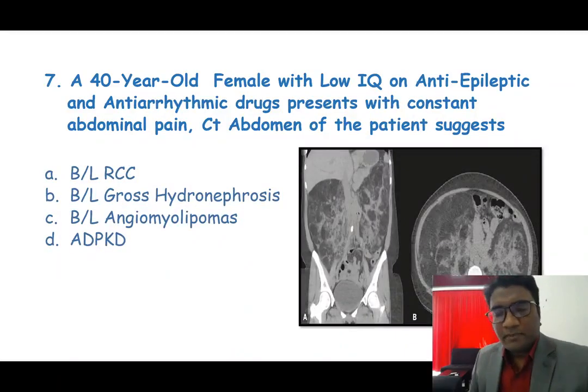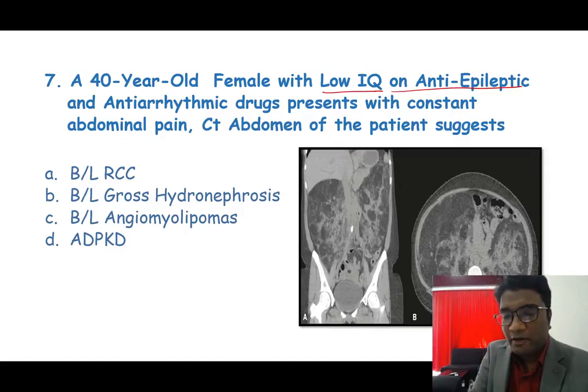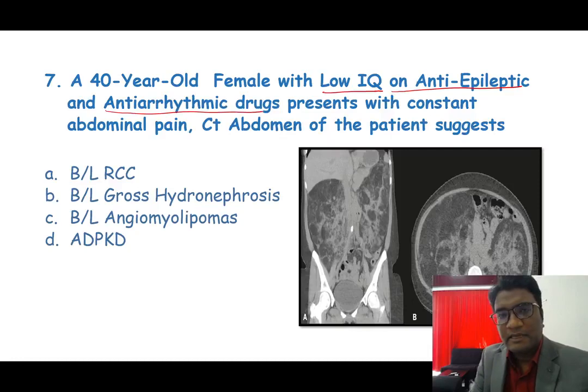Lastly, the last question. Let's have a look at this question here. There is a 40-year-old female with low IQ, on anti-epileptic medications and on antiarrhythmic drugs, presenting with constant abdominal pain. The CT scan abdomen of the patient is given. What is the likely diagnosis, or what does the CT scan suggest?